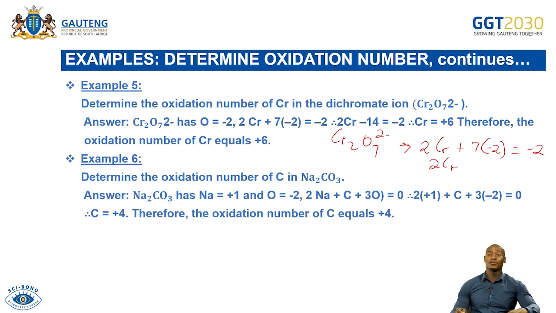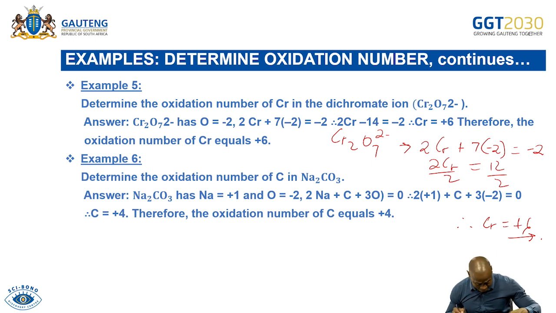So I'm having 2Cr. Negative 2 times 7 is -14, so it's going to be -14. Then I need to transpose that -14, so on the other side it is going to be positive 14. Then positive 14 minus 2 will be plus 12, right? So this side is going to be 12 divided by 2. Therefore the oxidation number of Cr will be plus 6, right?